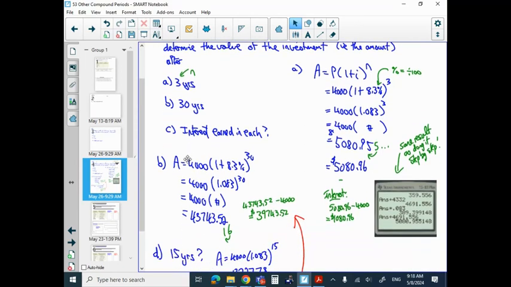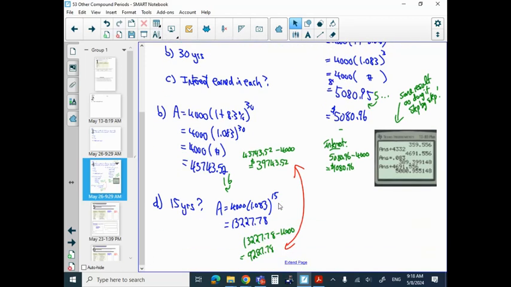The second one, obviously 30 lines of calculations if we didn't have this special compound equation. Very similar work, just power of 30, giving us this number here in the end, $43,743.52. I had another one worked out there for 15 years, I guess.